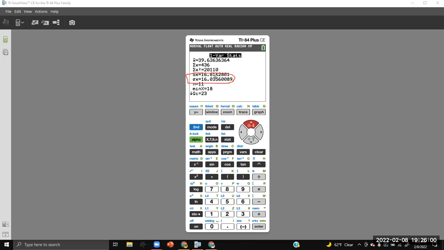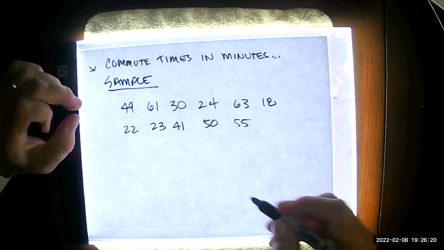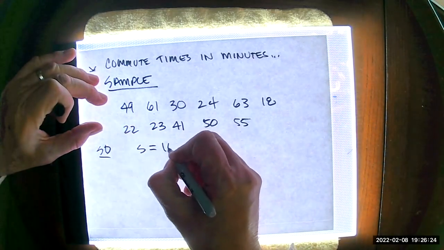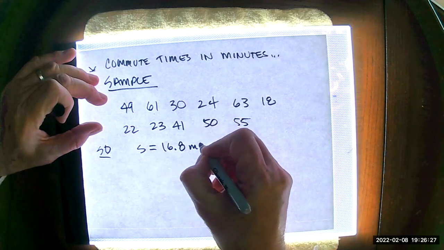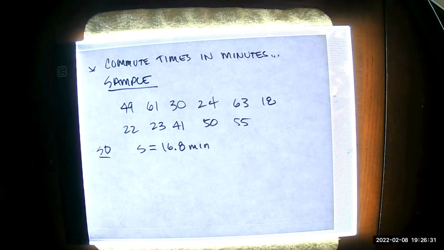We have a sample, so I will choose my first number here. Let me clear all the drawings and get rid of that entirely. So 16.8. Let me stop my sharing now and write for my standard deviation S equals 16.8 minutes. So that's my sample standard deviation.